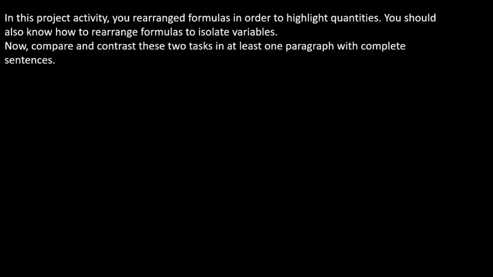And finally, so we've gone through 3 examples of calculating half-life. Finally, you're asked to do a paragraph answer. So in this project activity, you rearranged formulas in order to highlight quantities. You should also know how to rearrange formulas to isolate variables. That's what we did for the last portion of the project. It was all about isolating variables. Now compare and contrast these 2 tasks.